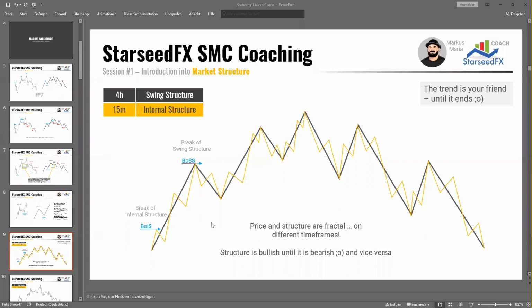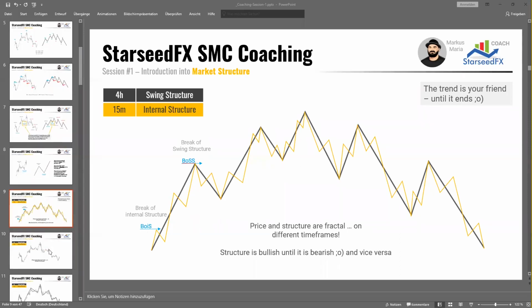However you call it, you need to understand that this is a break of internal structure, and this is a break of swing structure, because this, for me, again, is a swing. And if the whole swing is broken, then you have a break of swing structure. And if the internal structure is broken, then it's a break of internal structure. And again, you can call it BOS, or whatever you want. I just use this to make it a little bit more obvious to you.